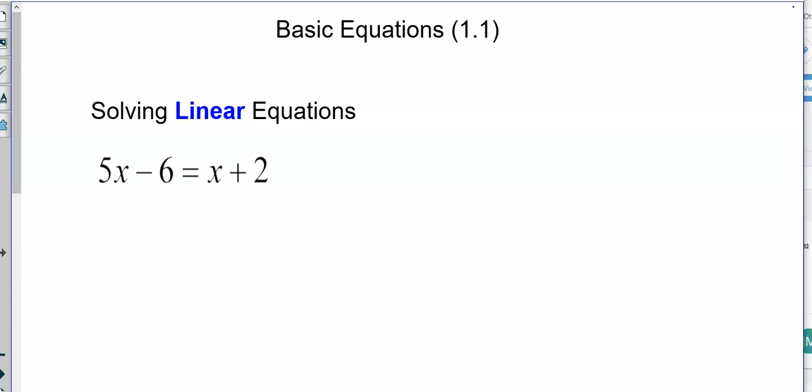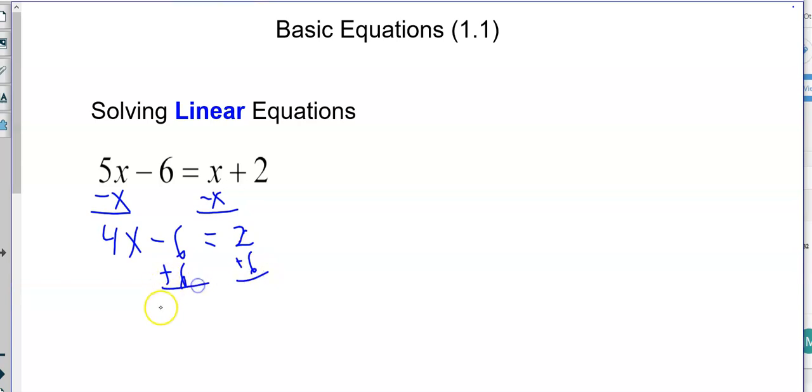Okay, we're gonna start with some basic equations. This one's pretty basic. I think I mentioned this before, but I really like it when students show work. When I say show work, I mean show steps. So this one, you would subtract x from both sides, maybe add 6, get 4x equals 8, divide by 4, divide by 4, x equals 2.